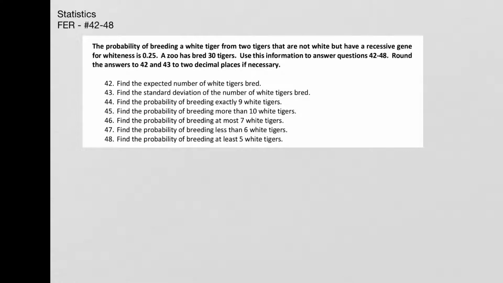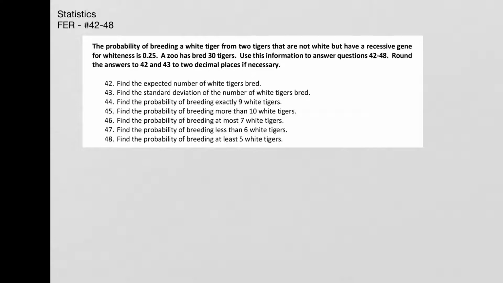For this set of problems, it says that the probability of breeding a white tiger from two tigers that are not white but have the recessive gene for whiteness is 0.25. And a zoo has bred 30 tigers. So we're asked some information about this, and since the tiger will either turn out to be a white tiger or not, this is a binomial probability situation.